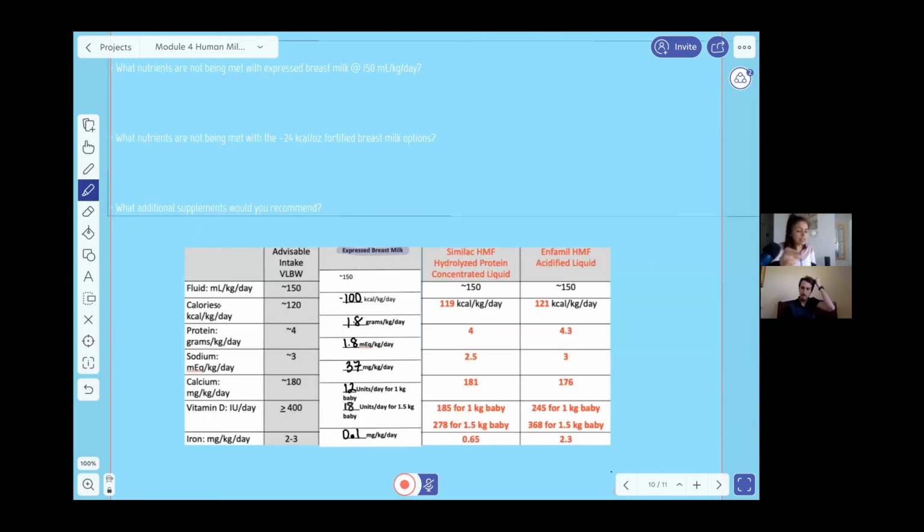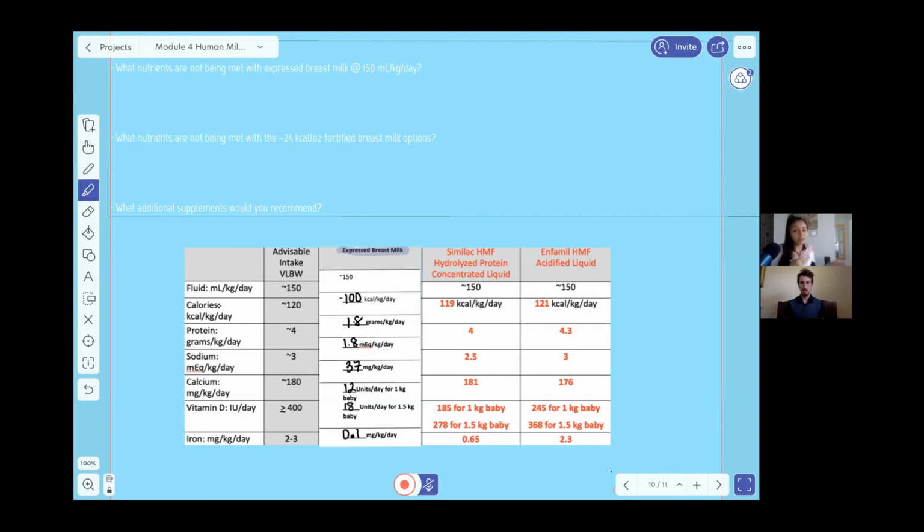Okay, guys, so next we're going to do a comparison. Let's compare across the board between our express breast milk, Similac, and Enfamil. So first, what nutrients are not being met with our express breast milk? We've copied and pasted our express breast milk column that we had done previously on one of the previous slides. So here, with just our breast milk, our advisable intake for calories is about 120 kcals per kilogram a day, and with our express breast milk alone, we're getting 100.